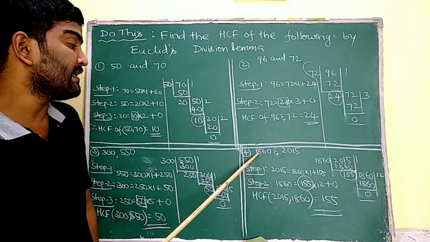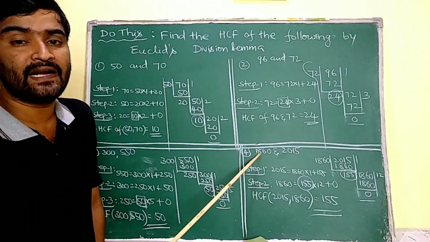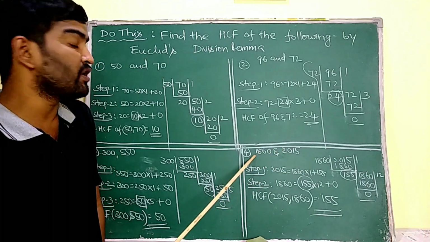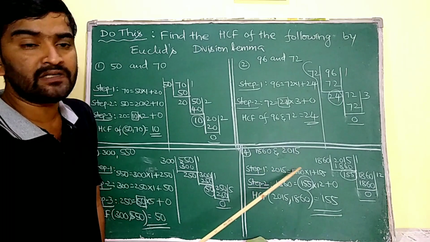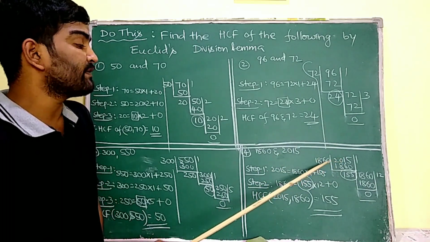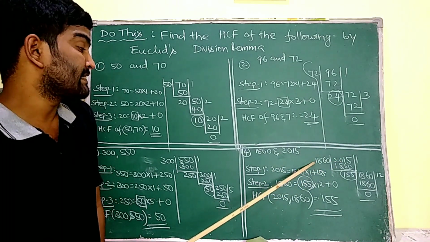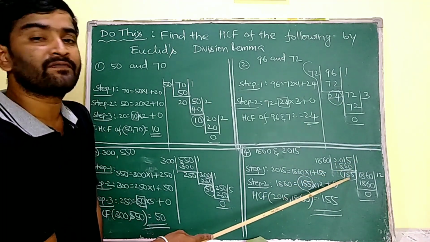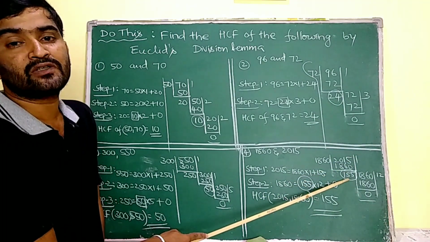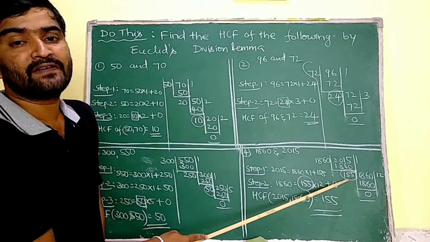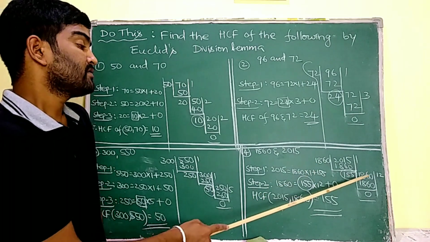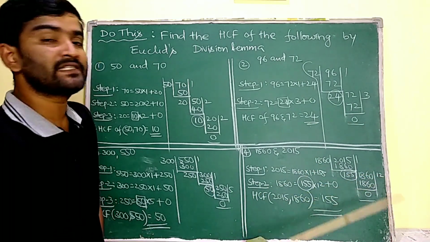Okay, similarly, I am going to find the HCF of 1860 and 2015. So 1860 is the smaller value compared to 2015. So I am going to divide 2015 with 1860. So 1860 ones are 1860. The remainder is 155. It is not equal to 0. So I am going to follow the division again. With this 155, I am going to divide 1860. So 155 12s are 1860.